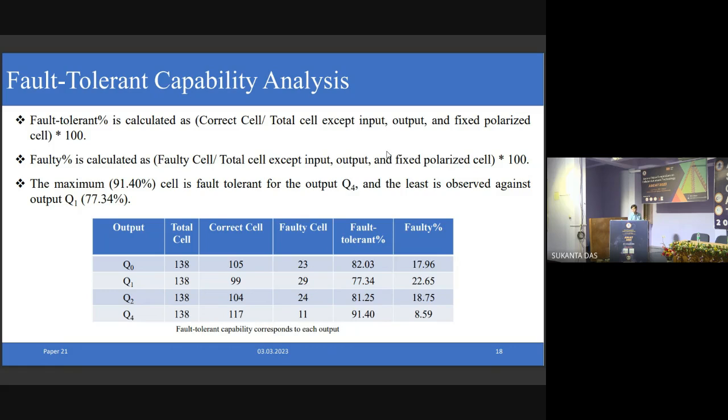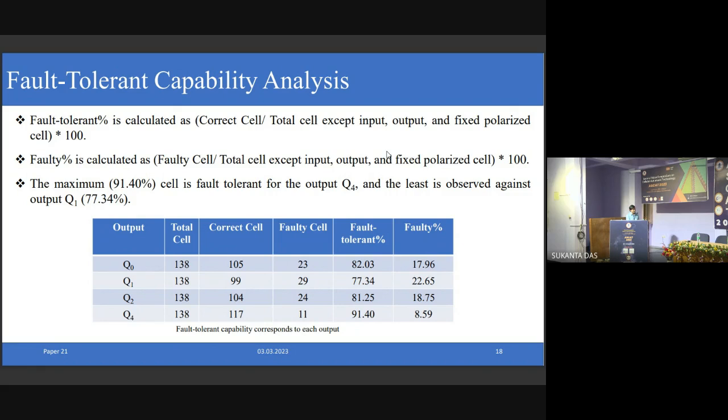Now, before going to the conclusion, I want to say one thing. In case of fault tolerant capability and power dissipation, we have not compared with the previous research, because this is the first work in this direction. Till now research has been done, but none of it uses T-gate or regular clocking. That's the main reason we didn't compare our work for fault tolerant purpose and power dissipation purpose with the previous work.